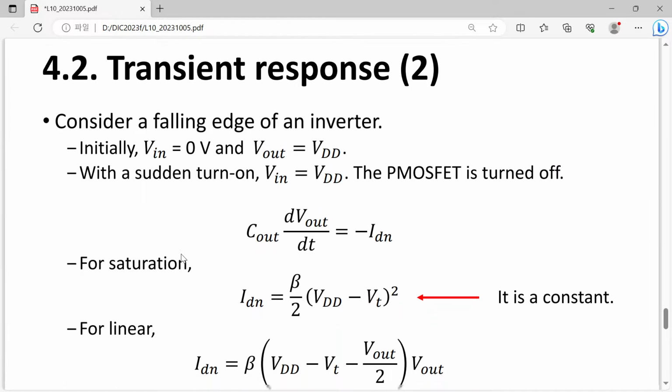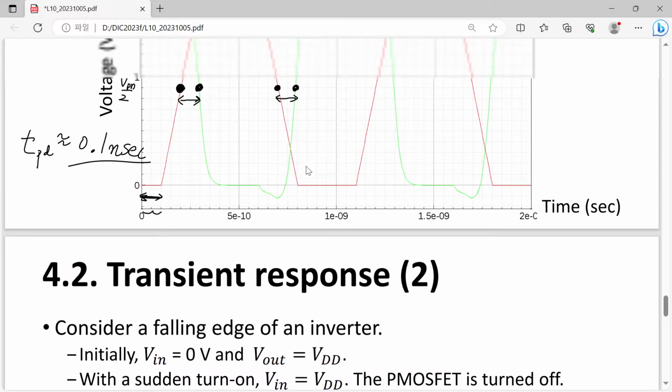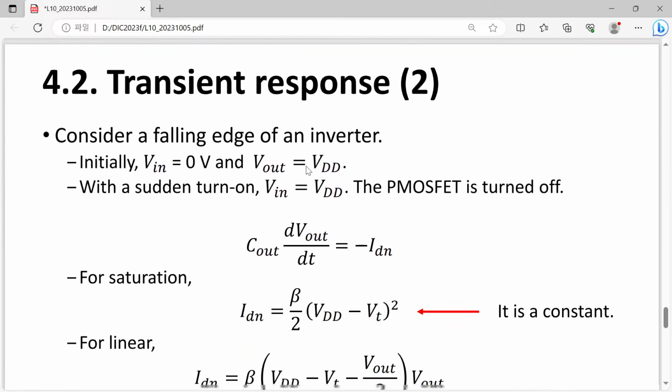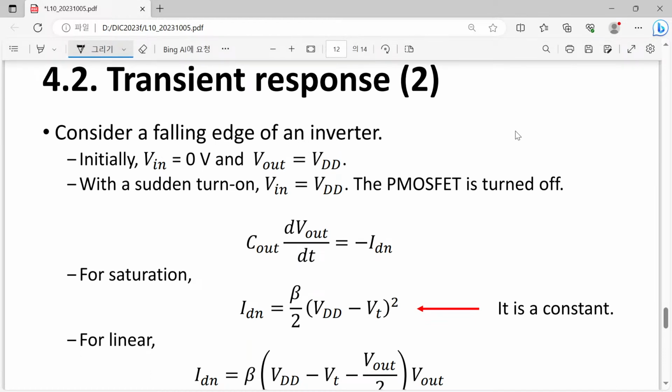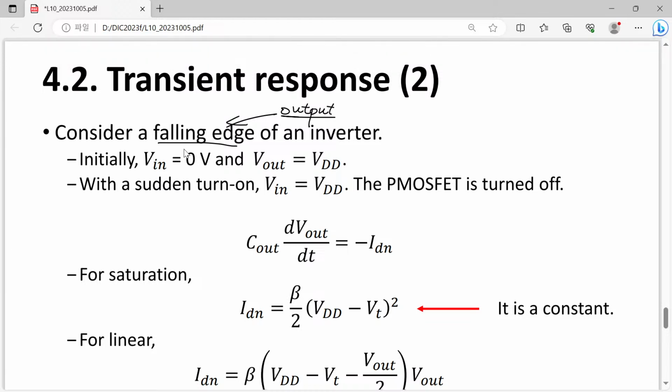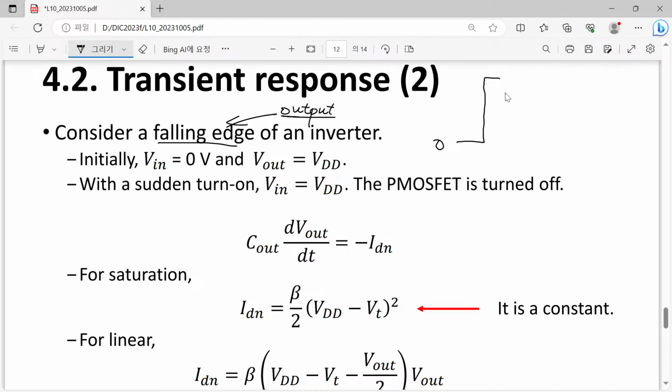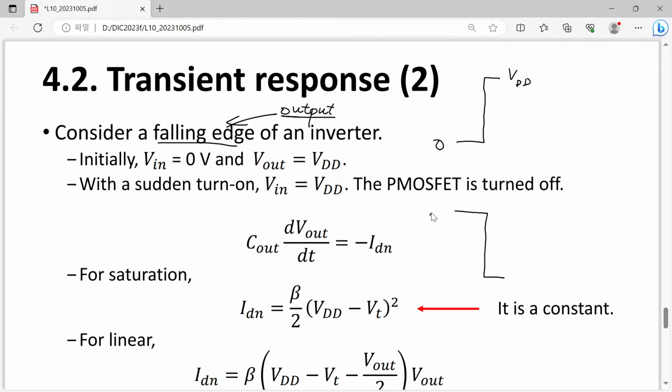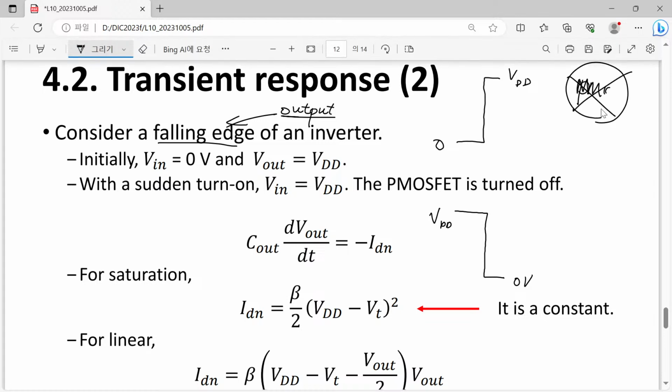Okay, so now we have the transient response. Now consider the falling edge of an inverter. Falling edge of an inverter means, in terms of output, please don't be confused with my falling edge in this case. Input is rising and output is falling, and in this case the input changes immediately from 0 to VDD. Even in this case, our output does not change immediately from VDD to 0 volt. Why? Although here we have a PMOSFET, that doesn't play any role in this case.